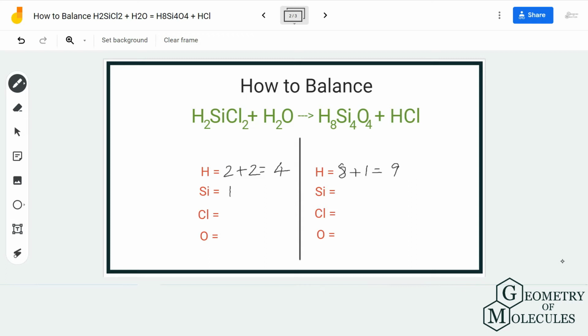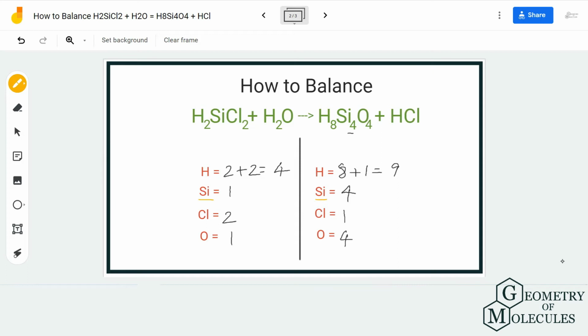Si we have 1 atom over here, as you can see, and for the product side we have 4. For chlorine we have 2, and for the product side chlorine we have only 1. For oxygen atom we have 1, and for here we have 4. So once you know the total number of atoms on both this reactant and product side, it becomes really easy to balance this equation. So we will first start by trying to balance this Si atoms on both the sides.